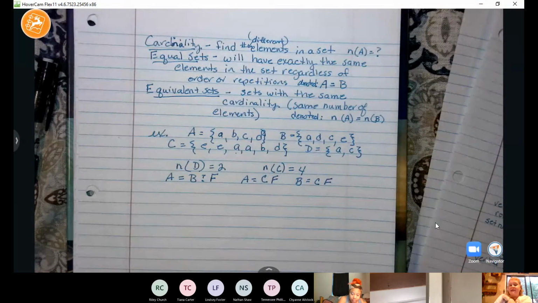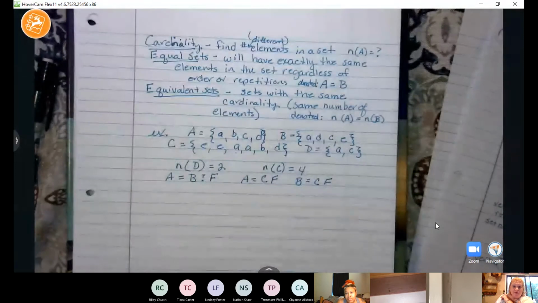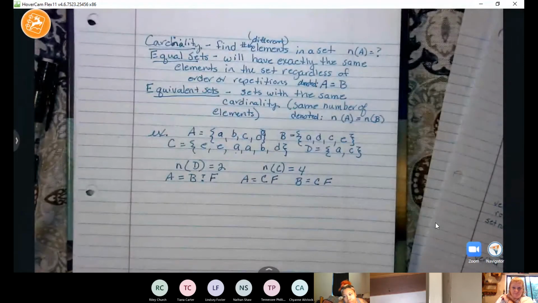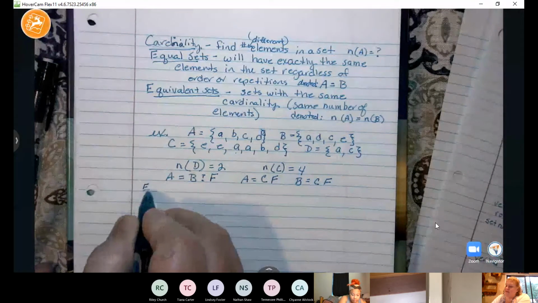Do we have any sets that are equal? Can you find any that are equal? It does not matter the order of the elements. It doesn't matter if they repeat, because remember, we only count that element as one. There are none that are equal, are there? All right, how about equivalent sets?